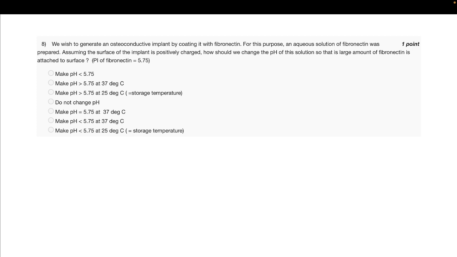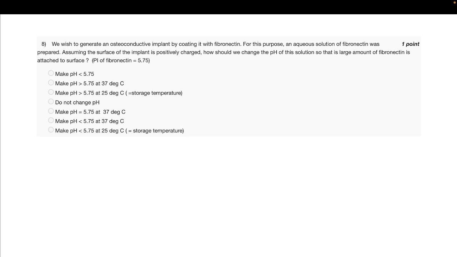Next is, we wish to generate an osteoconductive implant by coating it with fibronectin. For this purpose, an aqueous solution of fibronectin was prepared. Assuming the surface of the implant is positively charged, how should we change the pH of this solution so that a large amount of fibronectin is still attached to the surface, and we have been given the PI of fibronectin.